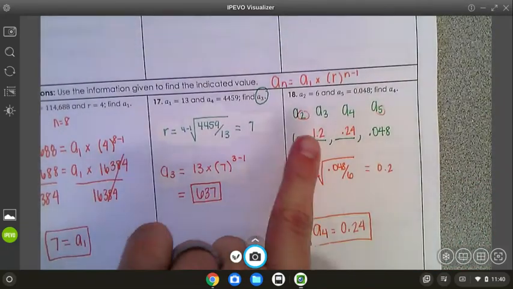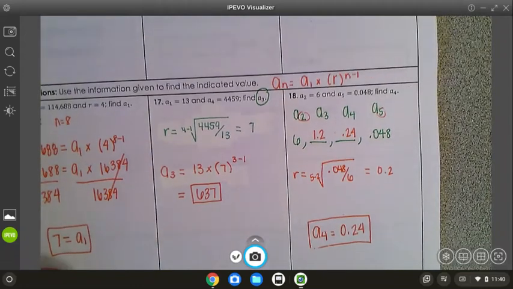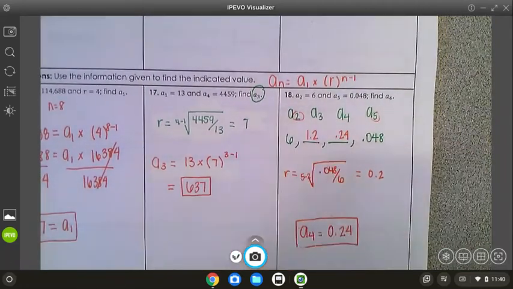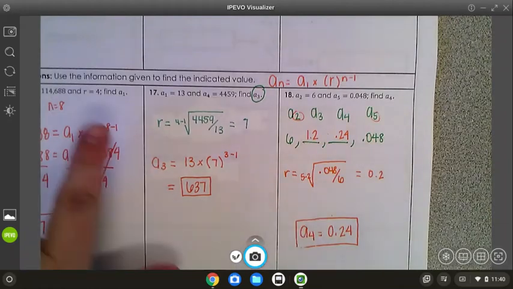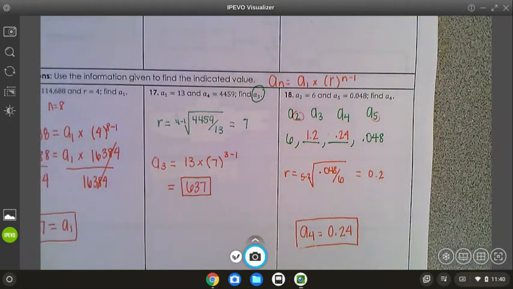This works well if your terms that you're given are really close together. If it was two terms way apart, we'd probably need to work it out a little bit differently.